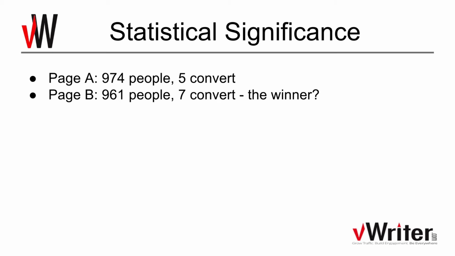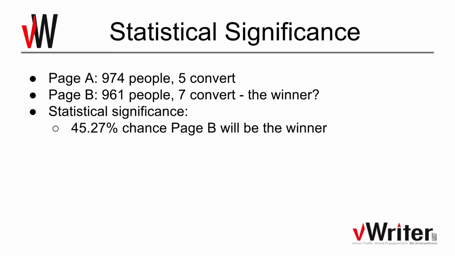But when you start looking at statistical significance, in fact, there's only a 45.27% chance that page B will be the winner, and there's various bits of software online that you can enter these bits of data in and test out that statistical significance. So there's a less than half chance that page B will actually be the winner. So it's not sensible to stop the test at that particular stage. It won't mean anything if you do.